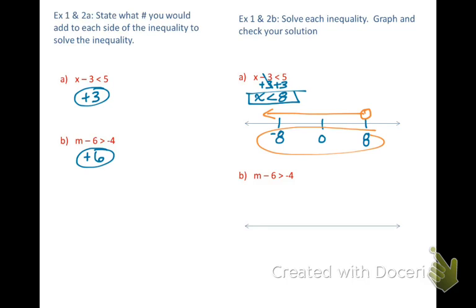So B. I'm first going to get rid of the 6. If I do it to one side, I need to do it to the other. So m is greater than negative 4 plus 6, which is 2. There's one answer, 2 points. And then I have 0, 2, and negative 2. Then it's an open circle, and m is greater than 2, so it's all the numbers greater than 2. So that's how you graph examples 1 and 2.